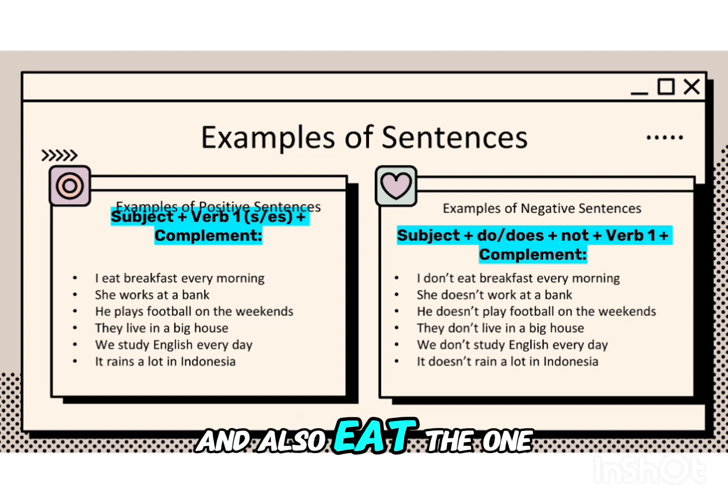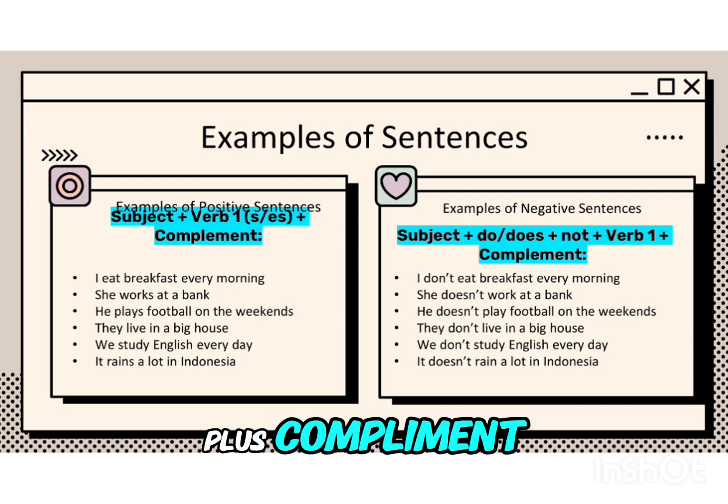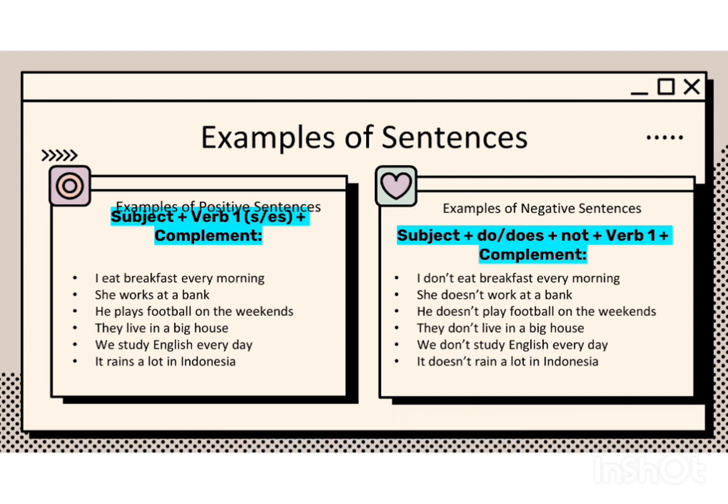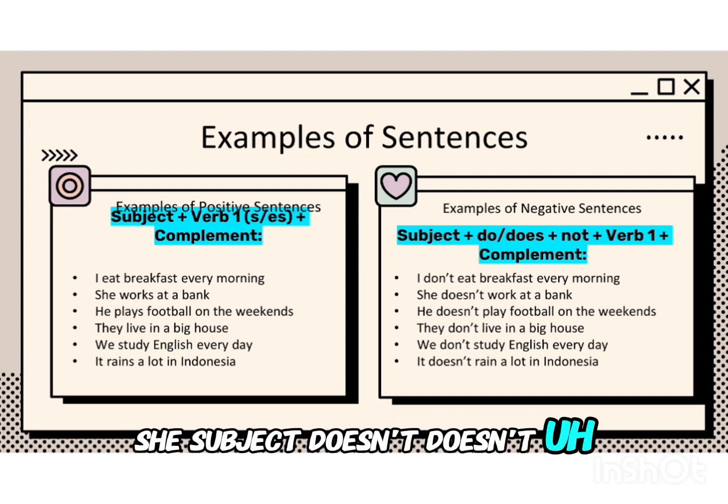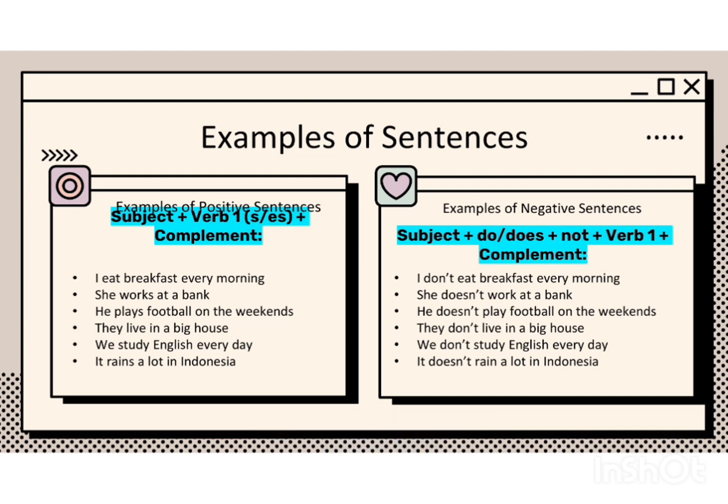And also eat is verb 1 plus complement, breakfast every morning. She doesn't work at a bank. She is the subject, doesn't stands for does plus not, work is verb 1, at the bank is a complement, and it is a negative sentence.